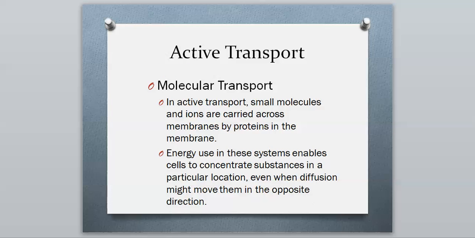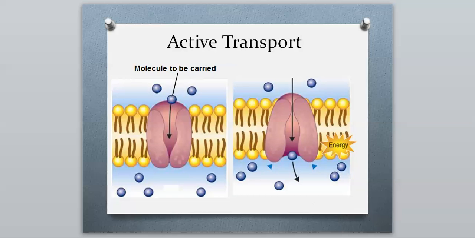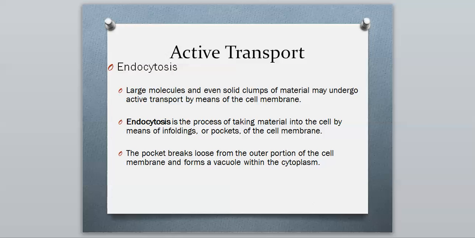And we have two types of active transport. The first type we're going to talk about is called endocytosis. Large molecules and even solid clumps of material may undergo active transport by means of the cell membrane. Endocytosis is the process of taking material into the cell by means of enfoldings or pockets of the cell membrane. The pocket breaks loose from the outer portion of the cell membrane and forms a vacuole within the cytoplasm. So endocytosis is basically the cell taking things in.